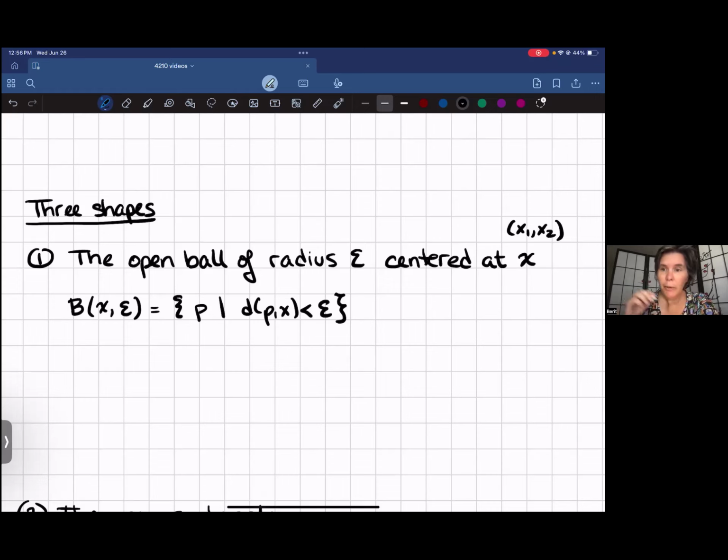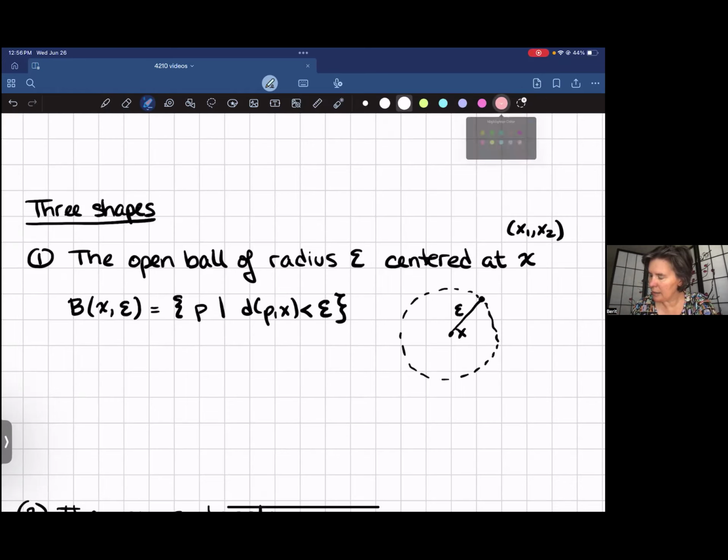So it's looking at all points P whose distance from this special X point is less than epsilon. So like if X is here, you can go out epsilon units. Let's say that's distance epsilon. So we can go out epsilon units in all directions. So if we look at all points of distance less than epsilon from X, it's going to be all points that are inside this circle. All points inside this circle.